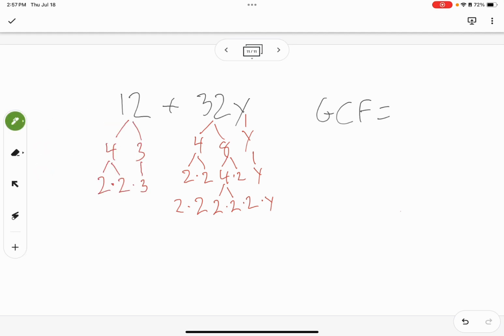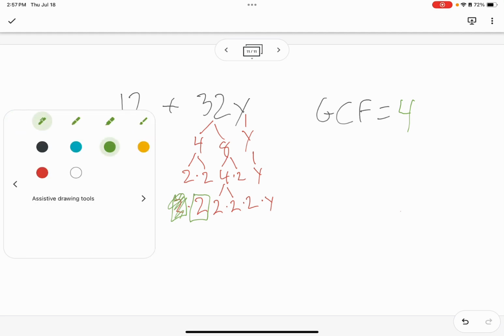Yep. We have 1, 2 that we can block out. And then we've got another 2. But there's no 3's over here, and there's no more 2's, and there's no y's. So basically, I've got 2 times 2 and 2 times 2. That is 4, so my greatest common factor is 4, okay? Because I was able to take a 4 out of here and take a 4 out of here.